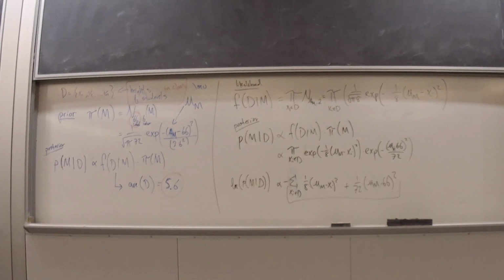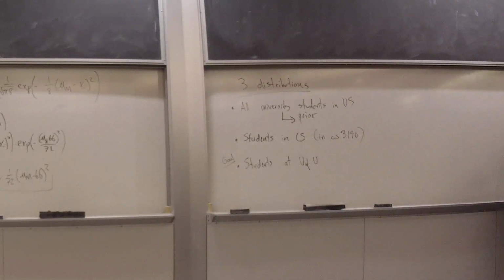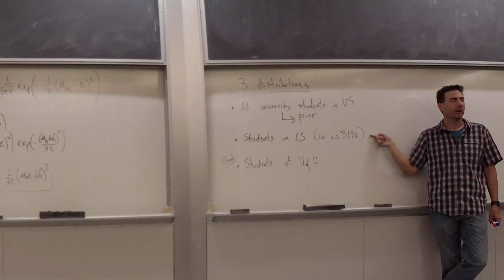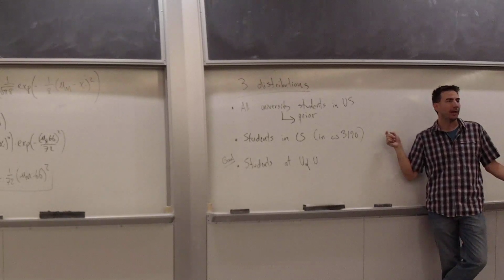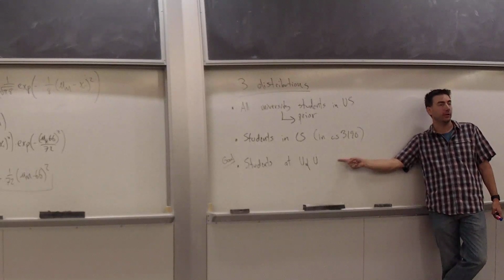So actually, students at 3190, right? And this gives us a different distribution. It's a subset of this one, right? But the goal here is students at U of U, okay? So maybe if instead this was a random intro class that everyone had to take, then this would be probably a pretty good estimate of the students at the U.